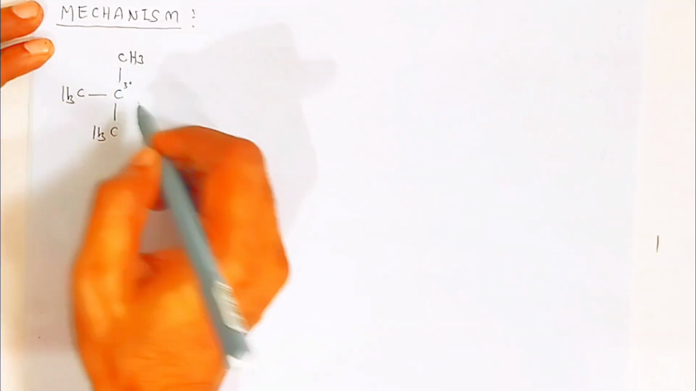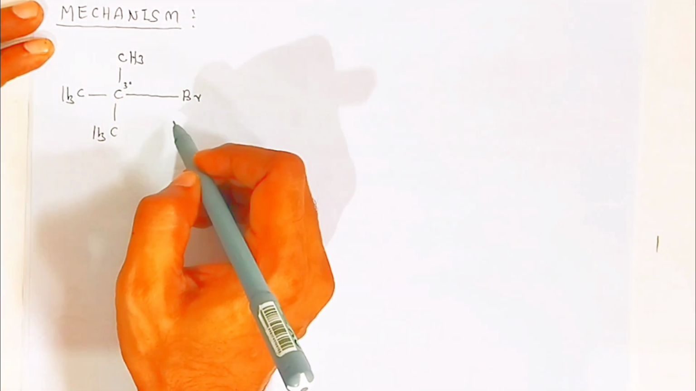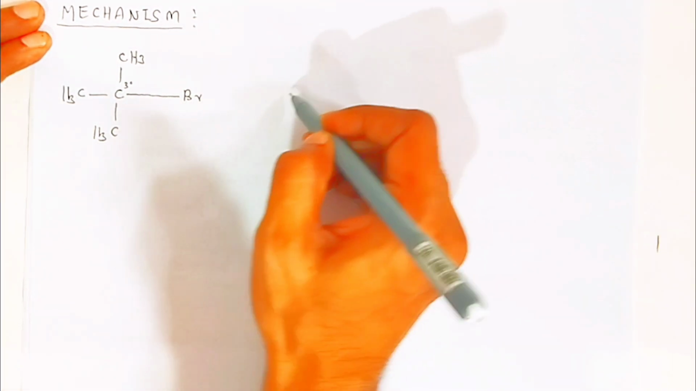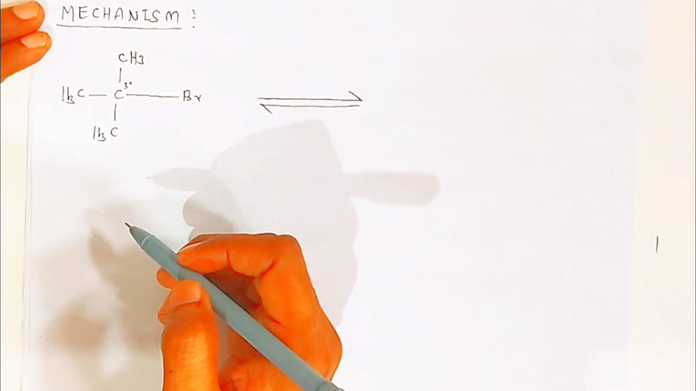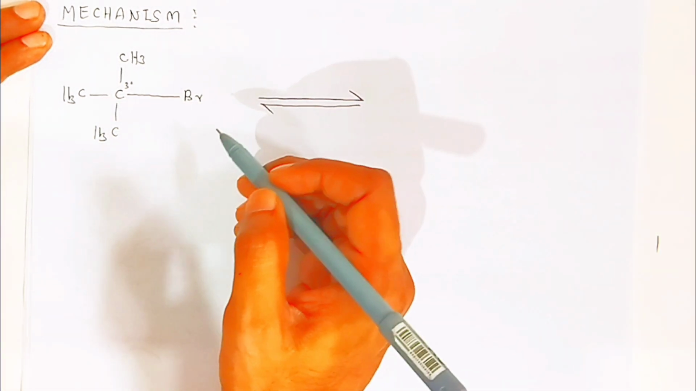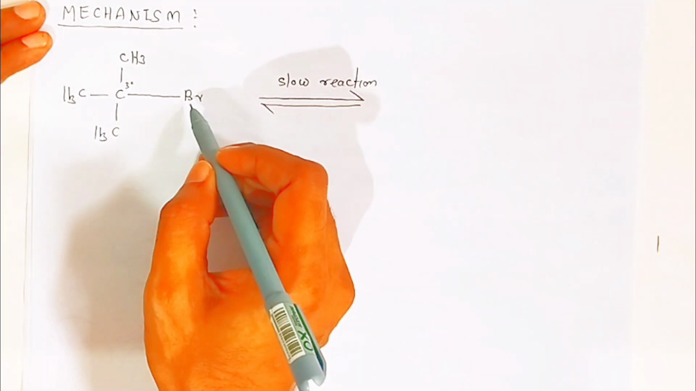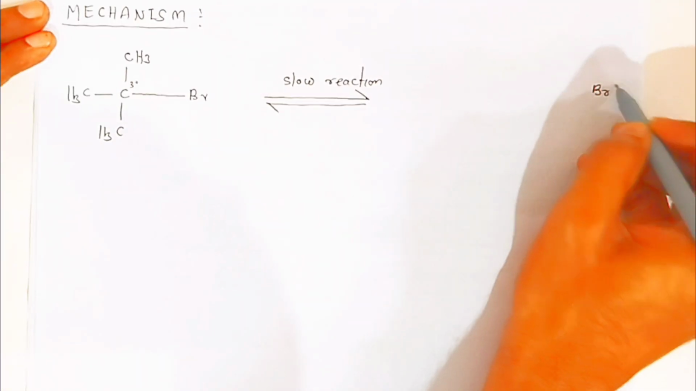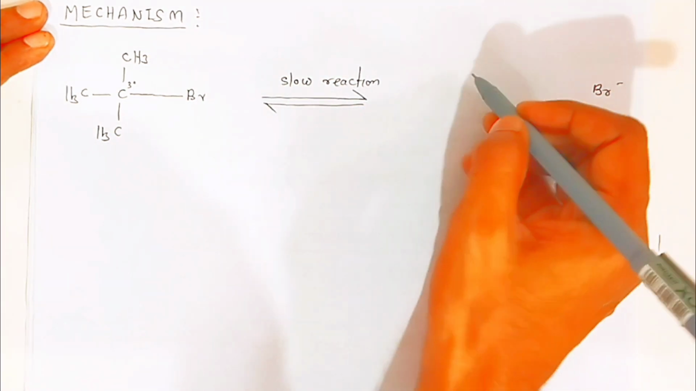That is why it is called third degree carbon, to which bromine is attached. So this is your tertiary butyl bromide, students. What happens, students? There is a slow reaction that takes place, with the formation of a carbocation. The bromide is released, and this tertiary butyl bromide converts into a carbocation like this.